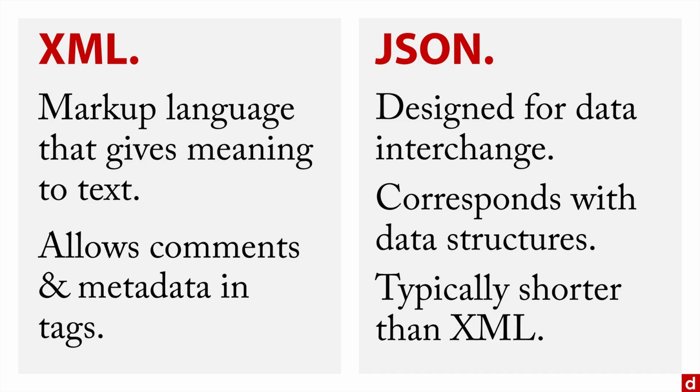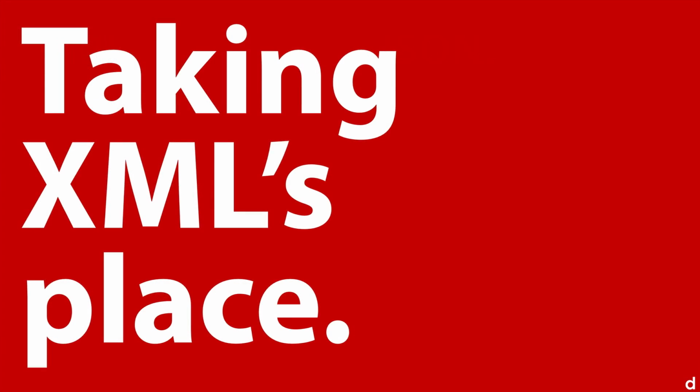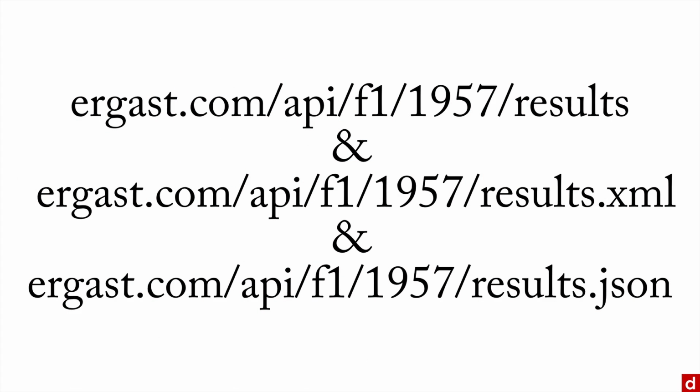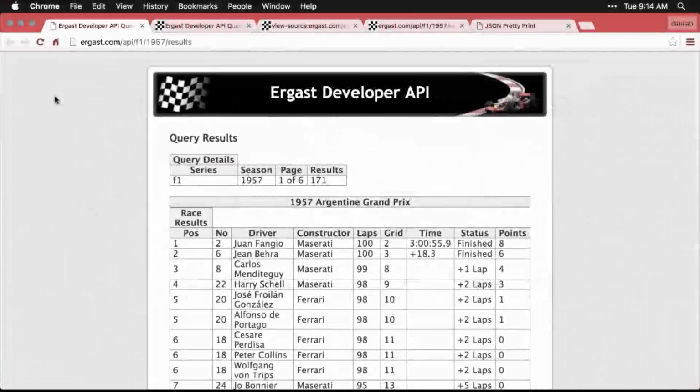As a result of these differences, JSON is basically taking XML's place in web data. XML still exists, still used for a lot of things, but JSON is slowly replacing it. And we'll take a look at the comparison between the three by going back to the example we used in XML. This is data about Formula One car races in 1957 from ergast.com. And so you can just go to the first web page here, and then we'll navigate to the others from that. So this is the general page.